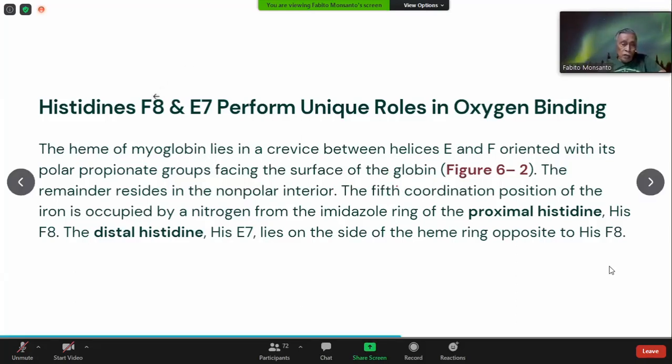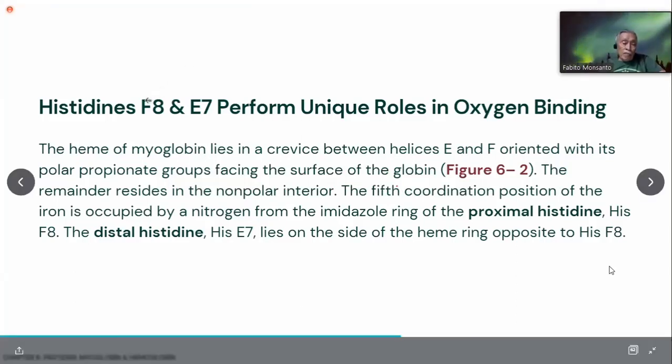You know already what F is. That is the F helix, and E is the E helix. Now what are 8 and 7? That's the number of the amino acid, starting from 1 to this one, 8.